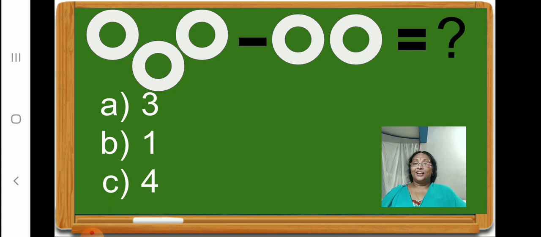Now, children, let us open 3 fingers. Now, as we have to take away 2 polos, we are going to fold 2 fingers. 1, 2. Now, children, count and see how many fingers are left. 1 finger, right? Therefore, 3 minus 2 is equal to 1. Now, let us select the correct option B, 1, which is the correct answer.